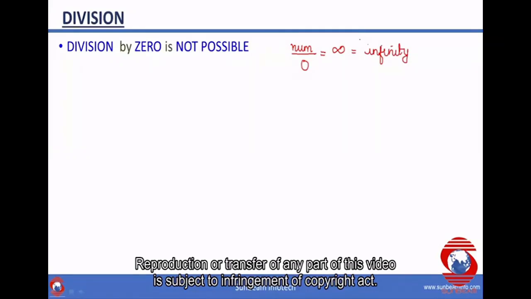It will be equal to infinity. So please don't try to divide anything by 0, right? Mostly the questions will not have anything related to infinity. But हमेशा याद रखना, you cannot divide any number by 0, because it gives you infinity.